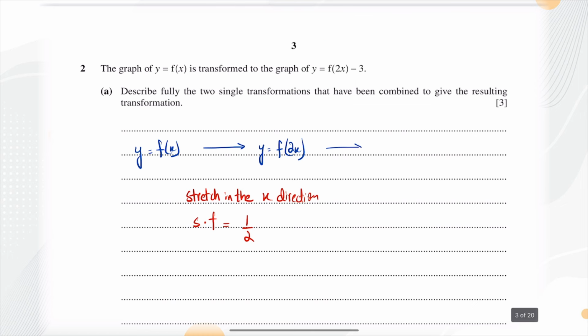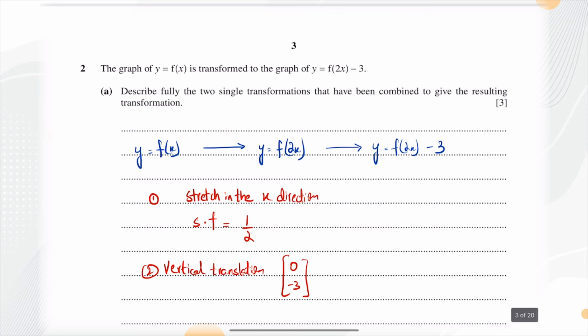What about the second one? When you do y equals f of 2x minus 3, what does that mean? It's a vertical translation. And what's the translation matrix? 0, minus 3. Yep, vertical translation with matrix 0 and minus 3.